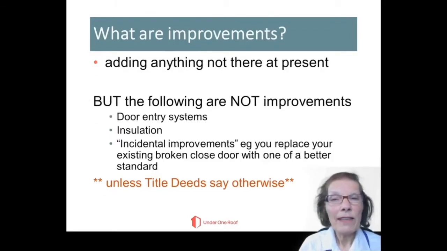However, some things are set out in the Tenements Act as not being improvements, and one of those is installing door entry systems. Another thing is adding insulation. That was added by the Climate Change Act. And you also need to look out for what are called incidental improvements. So suppose you're replacing your closed front door and you decide you're going to get a better front door because the old one was just not up to the job. That is an incidental improvement and it counts as maintenance. You only need a majority of owners to agree to it.